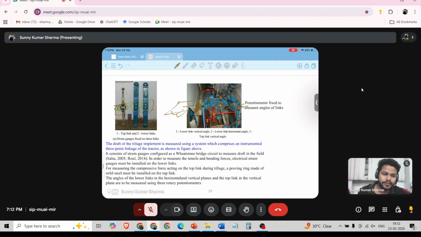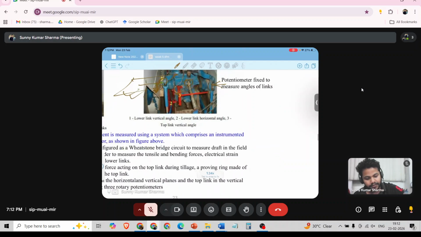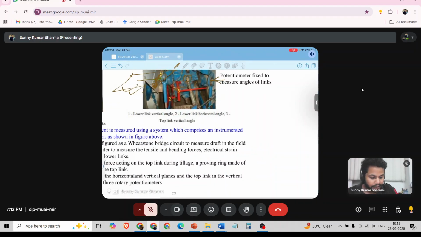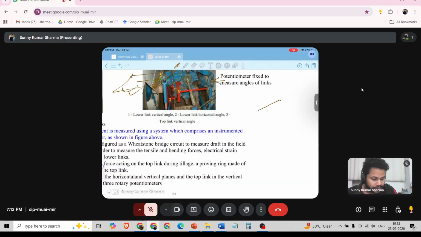Sir, actually we are calling these lower two links as tension links and the upper link as the compression link, right? Sir, can you tell me how that came to be known, how that is computed? Is there any experiment regarding that, or is it just by mathematical calculations?